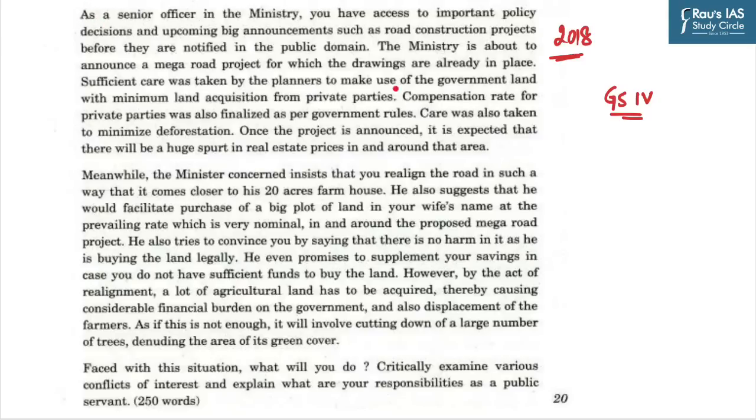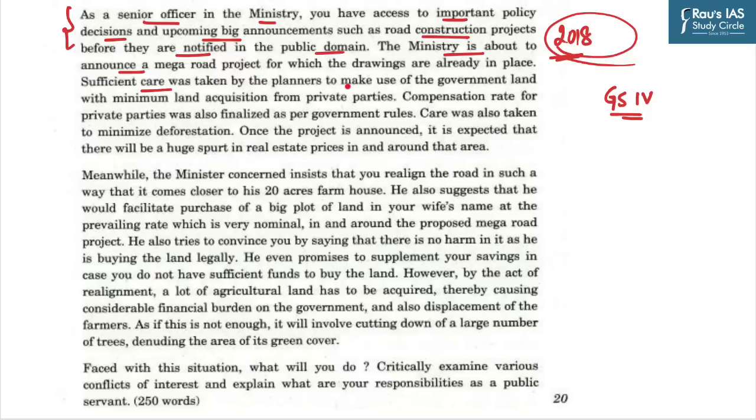Now we will discuss one case study which appeared in the UPSC mains exam in 2018. First of all, you need to read the case very carefully to understand the crux of the case. As a senior officer in a ministry, you have access to important policy decisions and upcoming big announcements such as road construction projects before they are notified in the public domain. So, you are a senior officer in a ministry who has access to important policy decisions. And the ministry is about to announce a mega project for which the drawings are already in place.